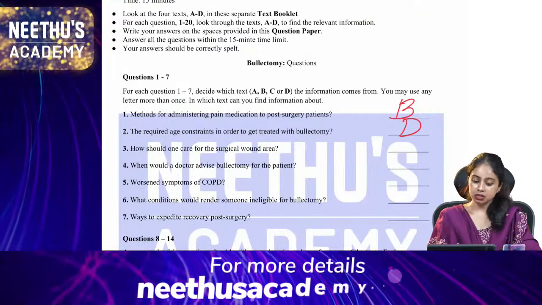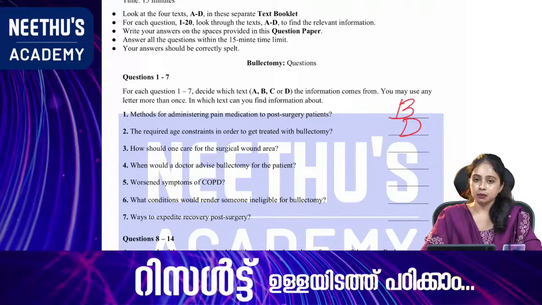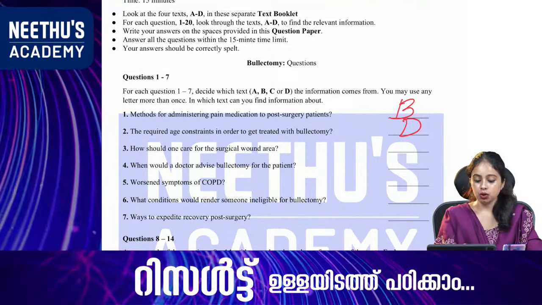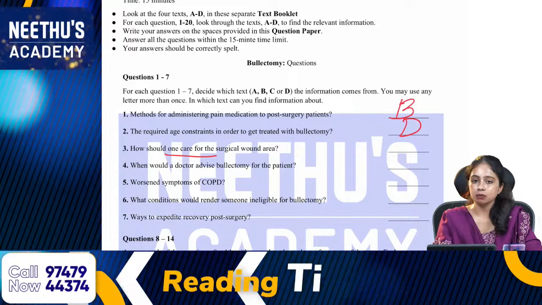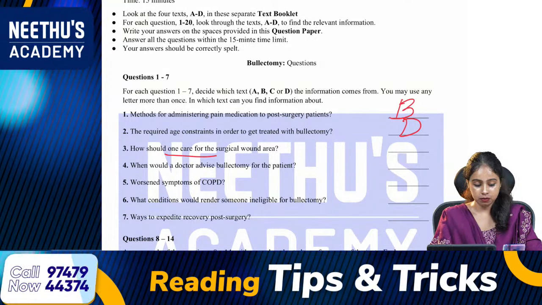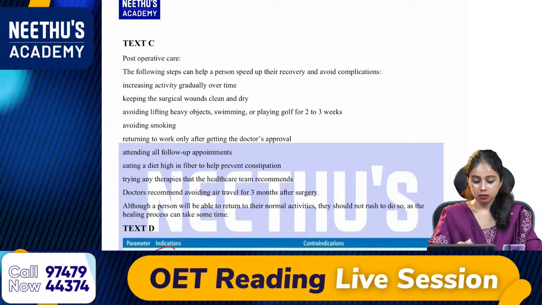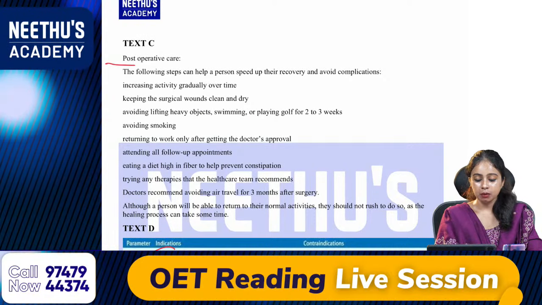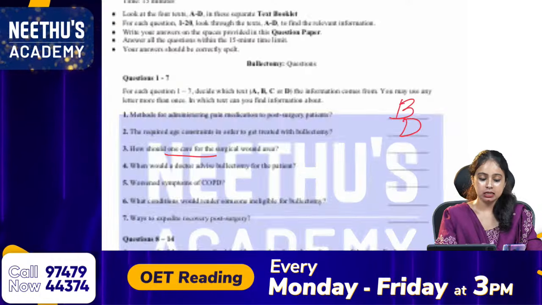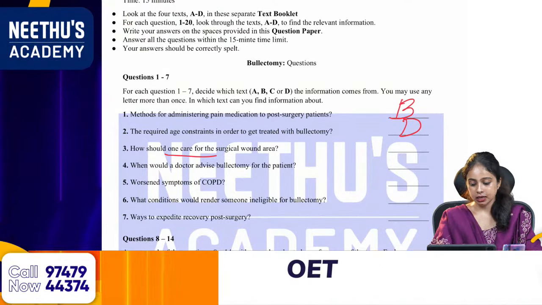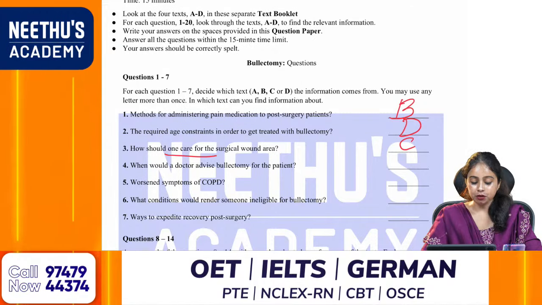Then what about the third question? How should one care for the surgical wound area? Okay, care, management. So where is it mentioned? Which text? The third one. As you can see from the title, post-operative care. So that is from text C. Very good, Kavita. It is from text C. Got it? Any doubts? Okay, then fourth one.